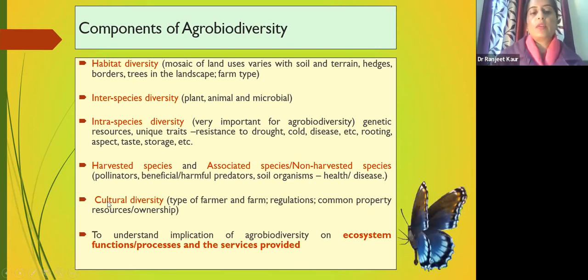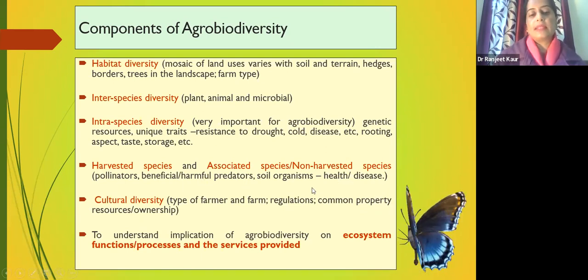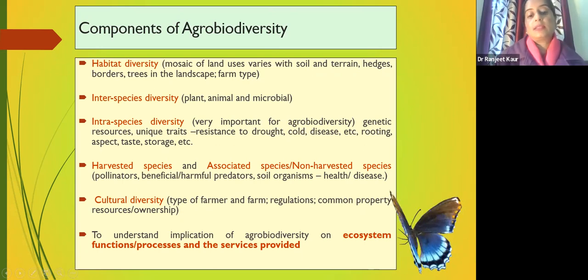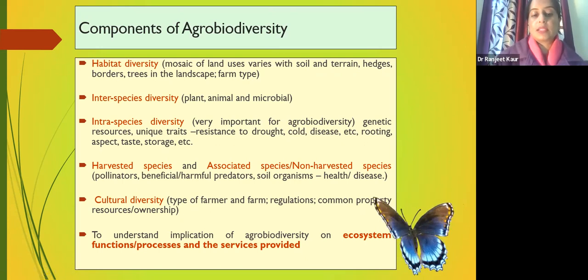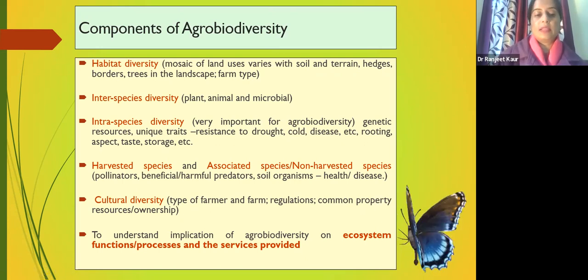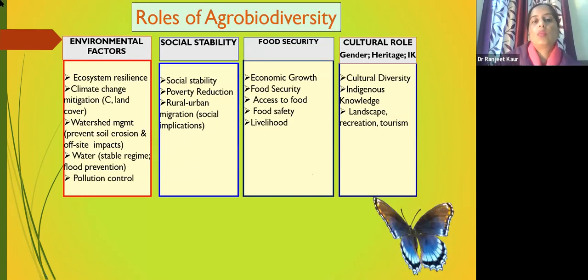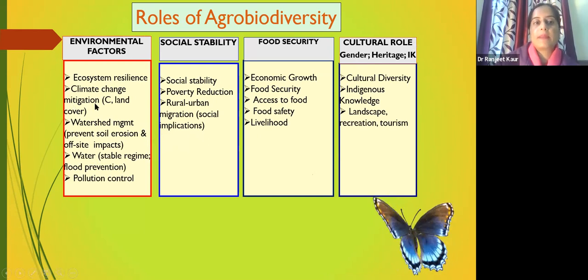Which are important for the pollinators, harmful predators, soil organism, health and disease. And then comes the cultural diversity. The type of farmer, farm, common property, resources, ownership, they all are linked with the cultural diversity. Now, what role does the agrobiodiversity play in the environment?